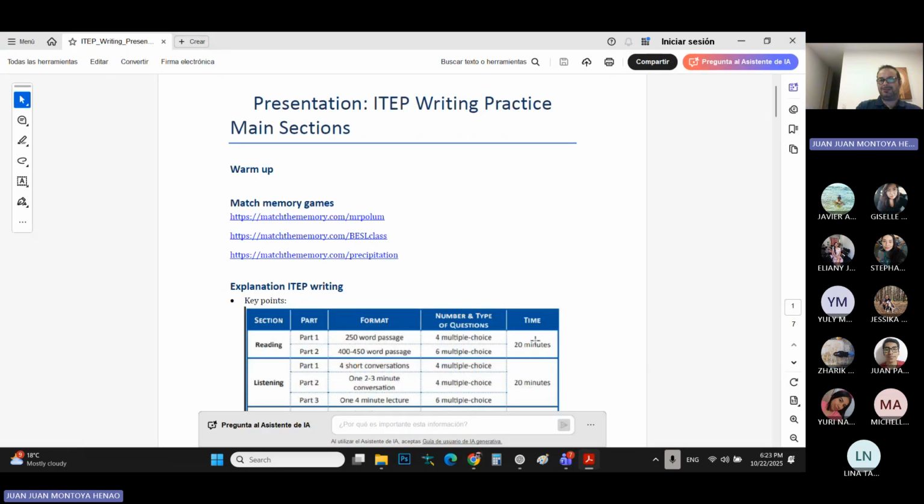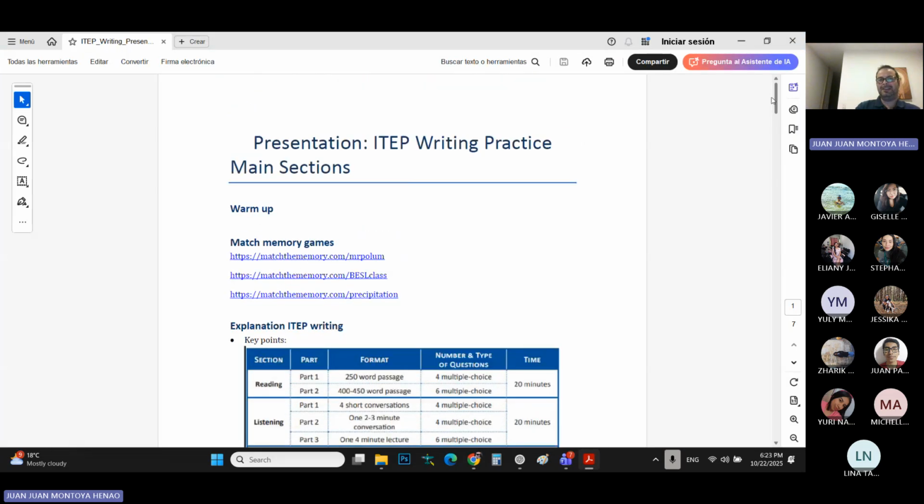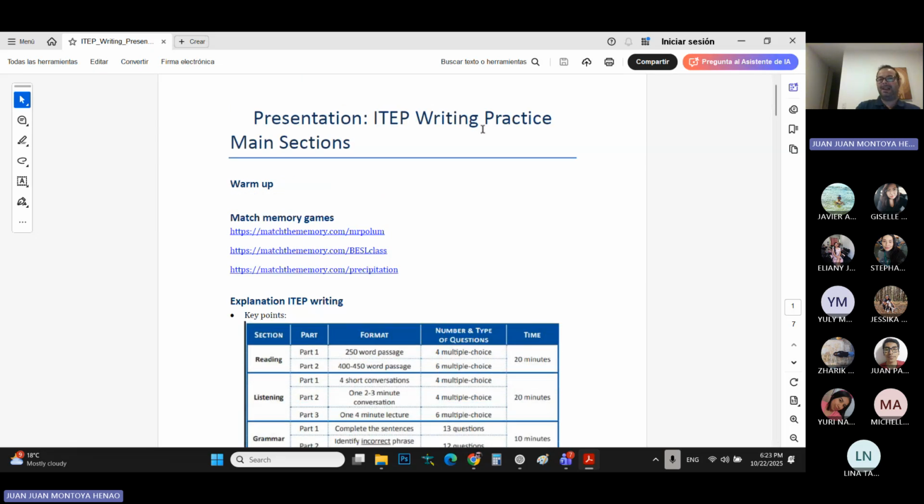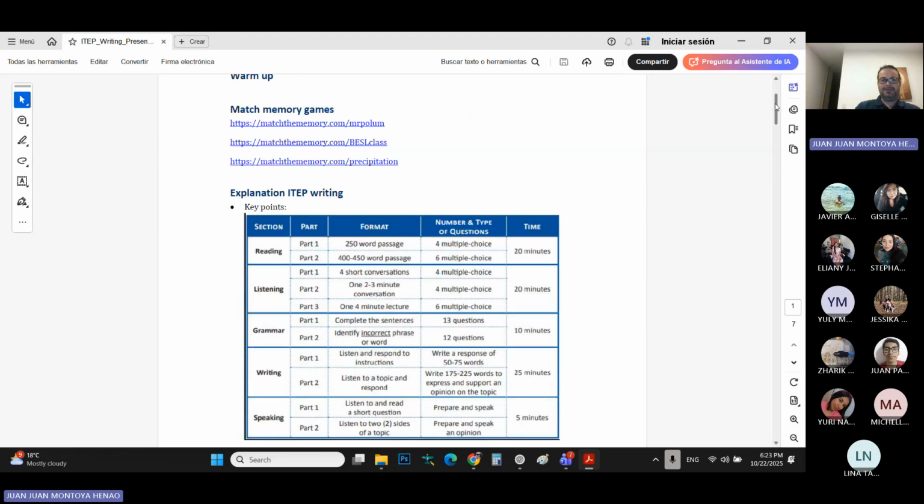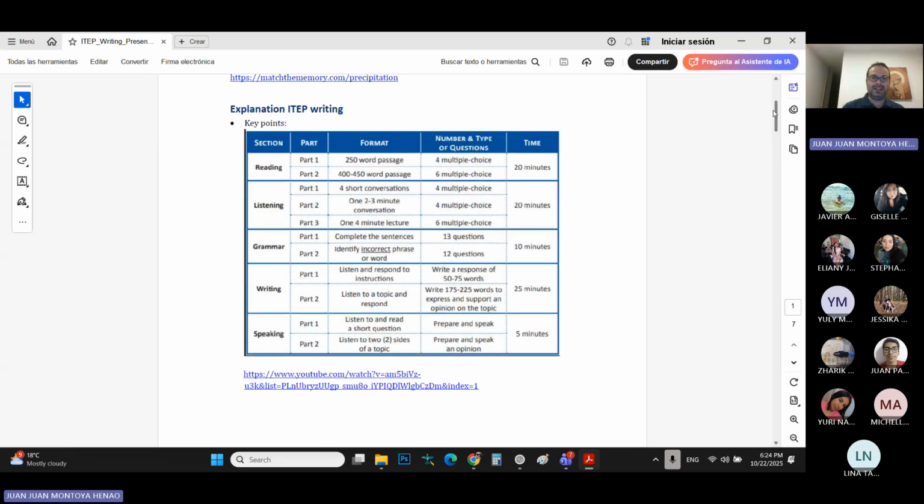Now let's get into the actual stuff. So for today's lesson, we're going to go through ITEP writing practice, okay? The explanation initially is how the test is, but basically we're focused on the writing part. The writing part is divided into 2 parts: listen and respond to instructions, and listen to a topic and respond. For the first one, you have to write a response of 50 to 75 words. You have 25 minutes. And for the second one, you have to write 175 to 225 words to express and support an opinion on the topic.